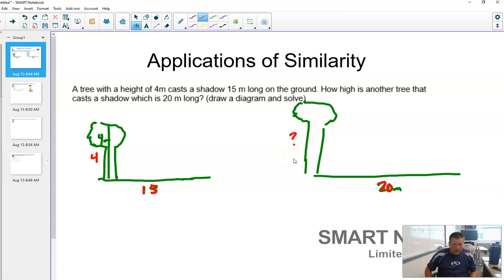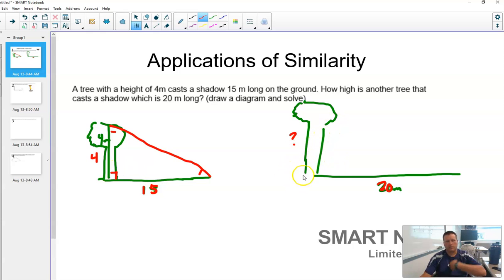So I know these are similar because of the angles being created. Like if you drew a line from down here, that's the angle of the sun that's causing the shadow here. So this angle is going to be the same, and same thing with this. So I know these are similar.